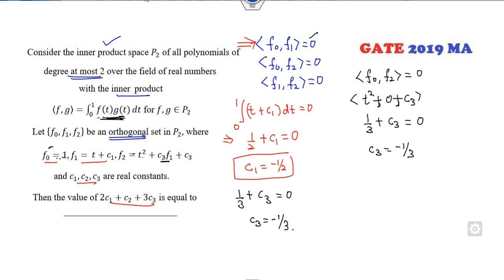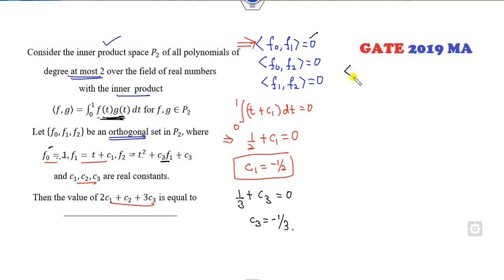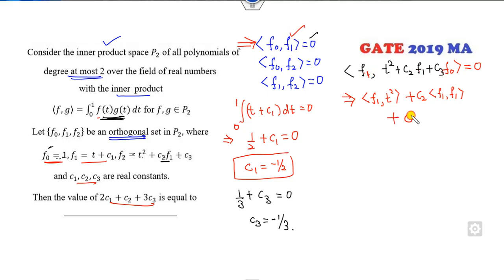Fine. Now you can find this third part, F1, F2. I can start with F1, and F2 will be t square plus C3, C2, F1, C3. Can I write C3 into F0? Yes, you can. It is given to you as 0. So how can I open that? This is F1 of t square plus F1 into F1, because C2 is outside, F1 of F1 plus F1 of F0. F1 and F0 are 0.